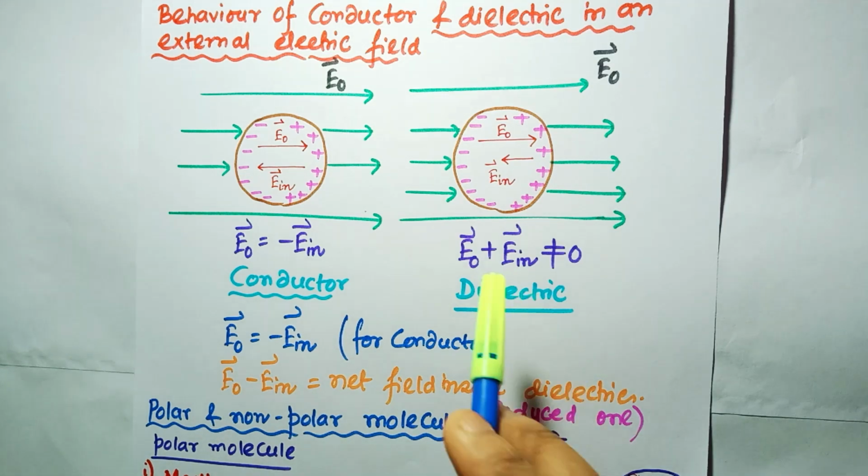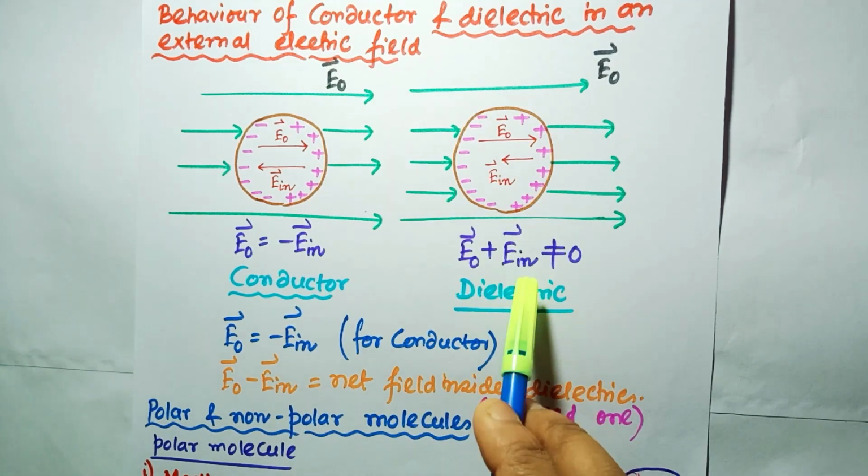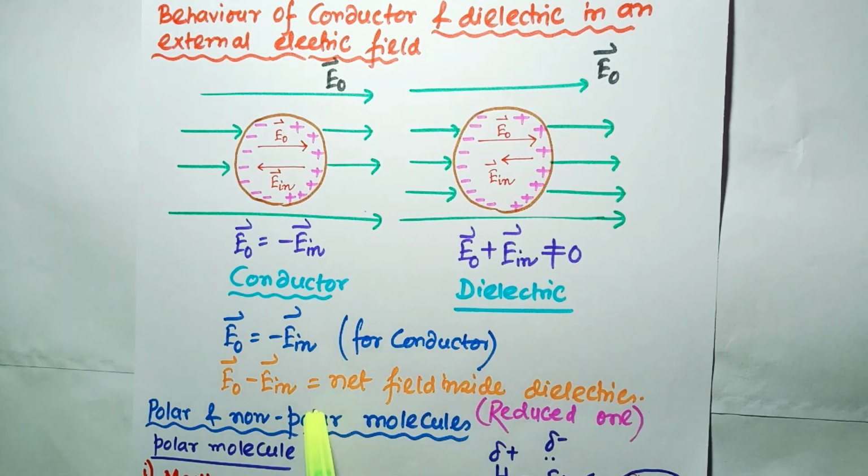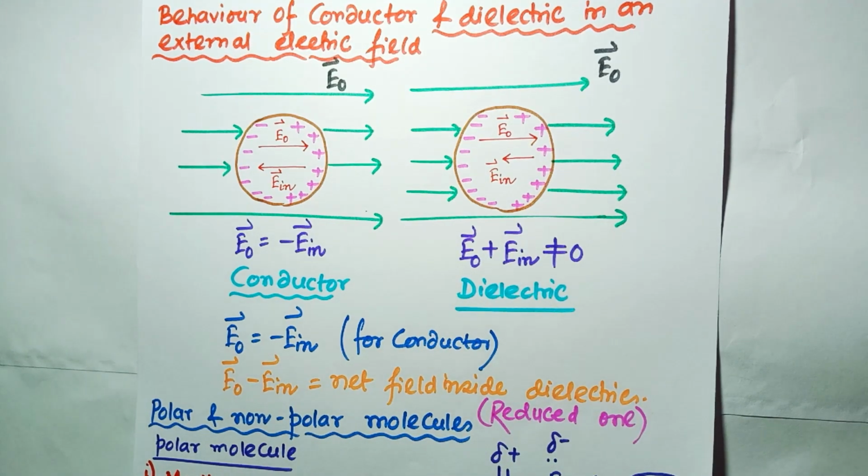It means the sum of E0 plus E in is not equal to 0, and the net field inside the dielectric, what will it be? E0 minus E in. So this is the net field inside the dielectric, because E0 is not equal to E in, and the value of E in is just to suppress the external electric field E0 inside the dielectrics.